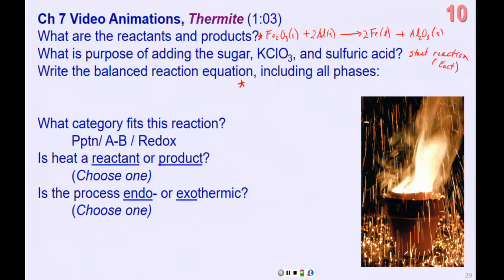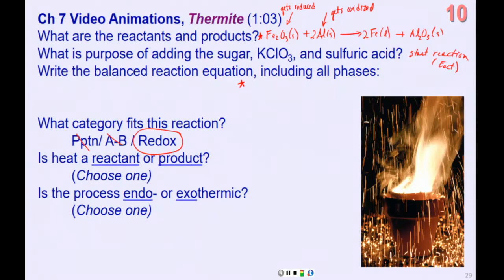Which category fits the reaction? Is it a precipitation reaction with two aqueous substances combining? Nope. Is it an acid and base? Nope. Definitely redox, oxidation reduction. You're taking oxygen away from iron, and so it is being reduced. And the aluminum is becoming oxidized by picking up the oxygen. So let's make that note: gets oxidized and gets reduced. Those terms always apply to reactants.